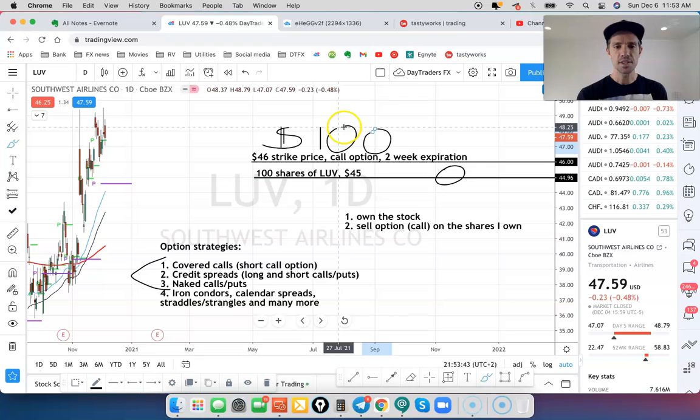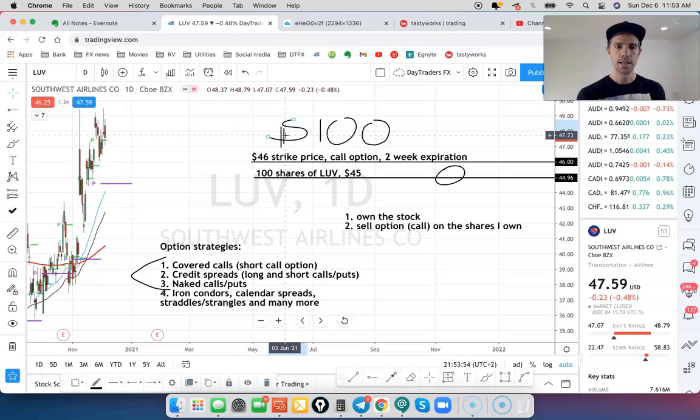So this is our example of a call option in conjunction with owning stock. And again, this is called a covered call. And covered calls are wonderful. We love covered calls. It's really hard to lose money trading covered calls.